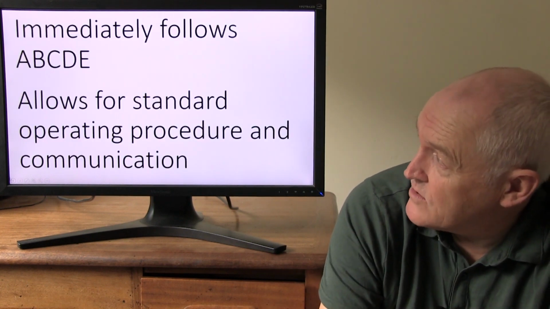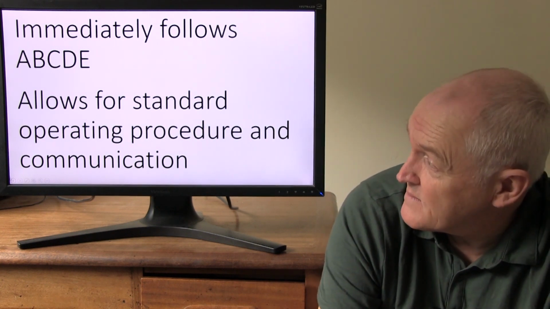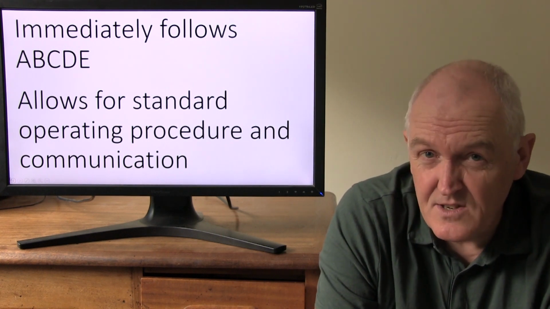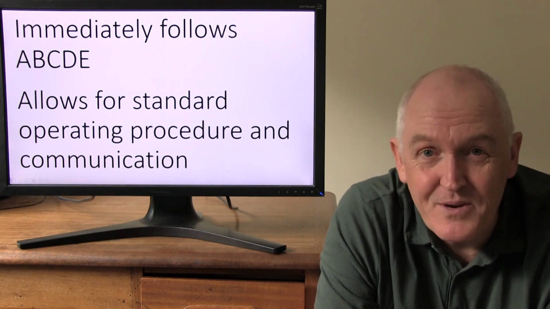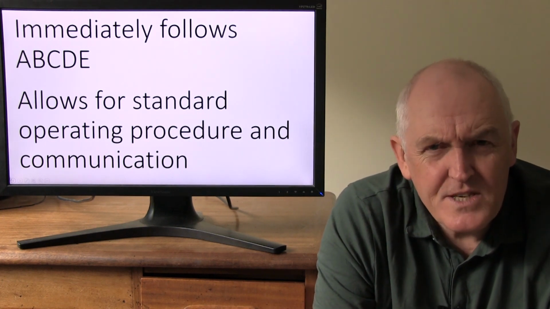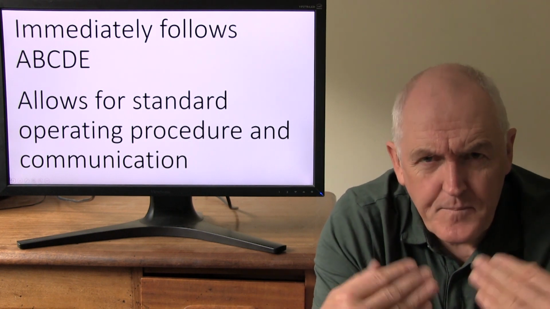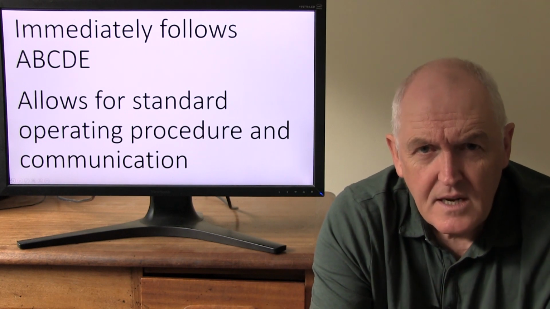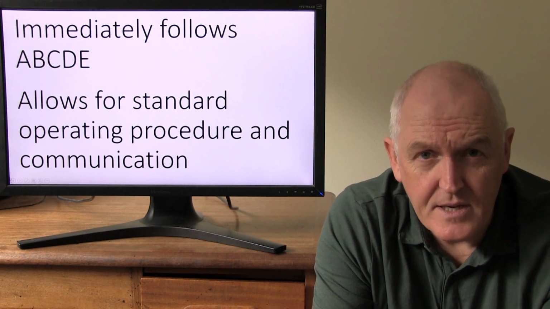So it immediately follows A, B, C, D, E. This is when the secondary survey takes place. And it allows for standard operating procedures, SOP, and communication. Now what this means is that we can do the same thing every time. We have a way of doing it, and if you get into good habits when you're young, you'll keep those habits all of your life. We have a standard way of doing it.